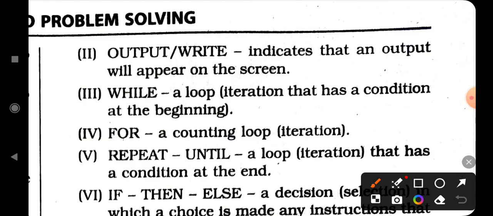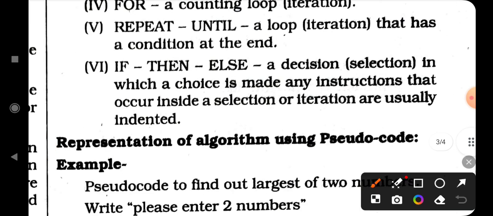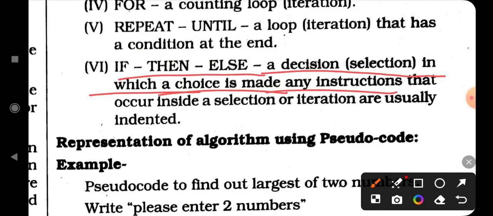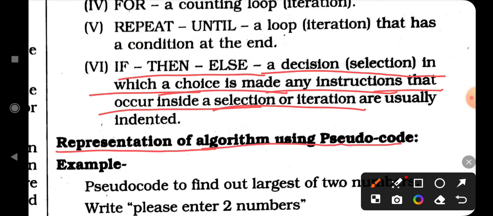Fifth, repeat until, a loop iteration that has a condition at the end. Sixth, if then else, a decision selection in which a choice is made. Any instructions that occur inside a selection or iteration are usually indented. Representation of an algorithm using pseudocode.